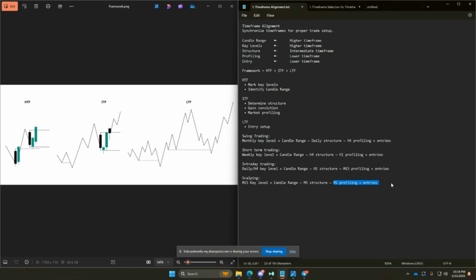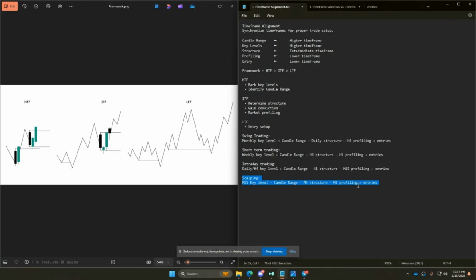Now, a very important thing to mention is that regardless of the model you're using, the approach is top down, or the best approach is top down. So even though you're scalping and using the M15 for your key levels, you'd still want to keep higher time frames in mind. Keeping an eye on the monthly, weekly, and daily is a good way to stay oriented and make sure that you're not taking trades that are overly ambitious or unrealistic.